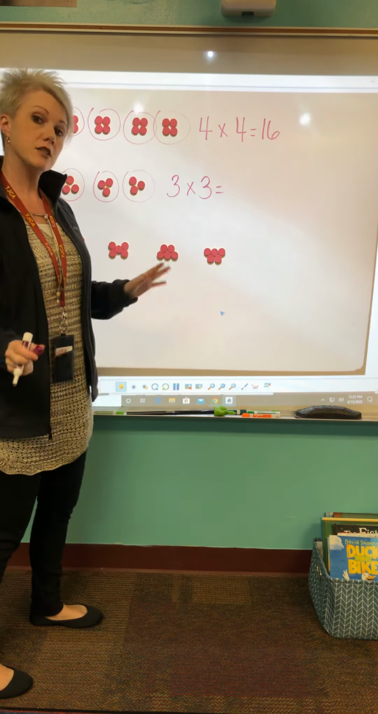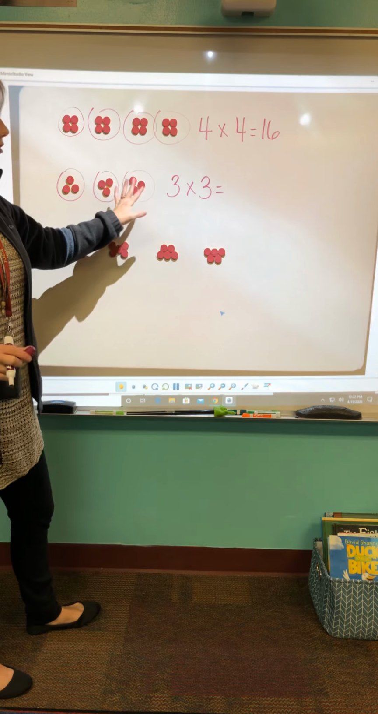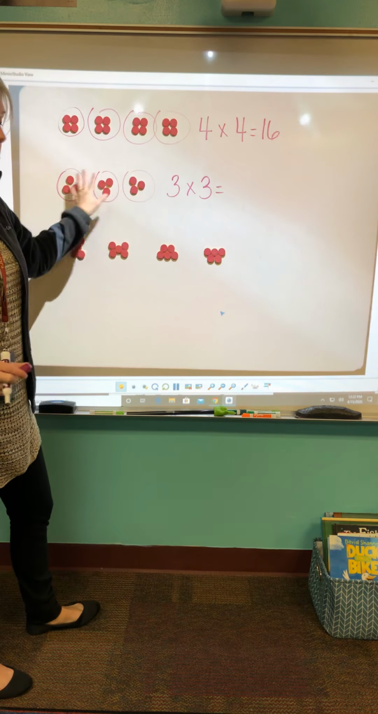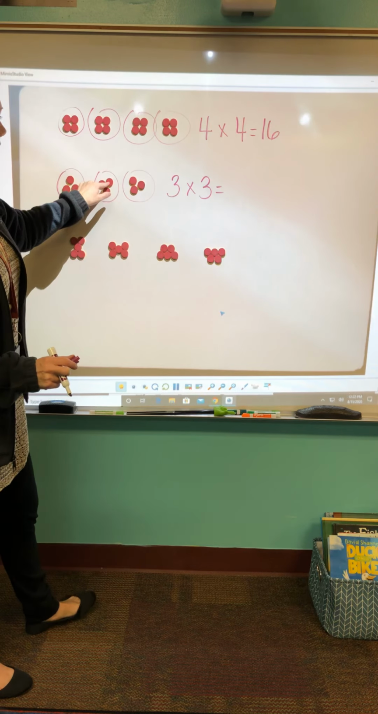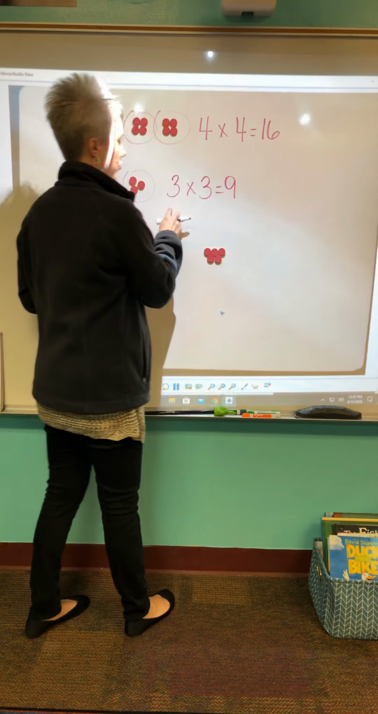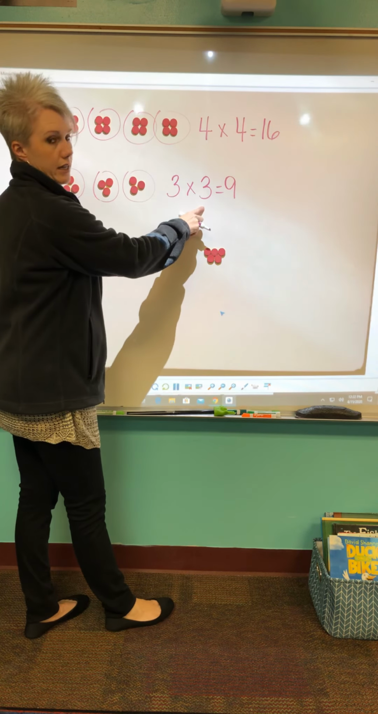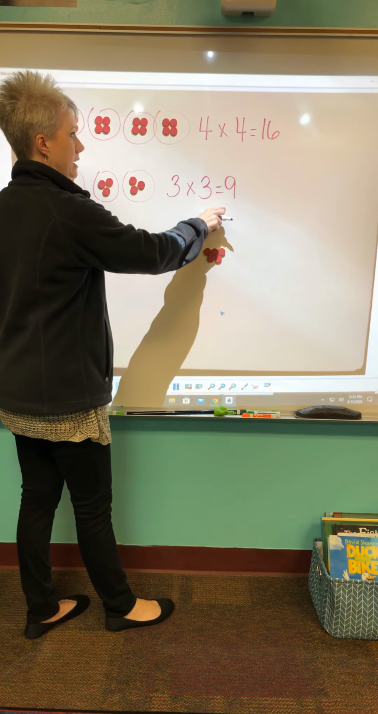Multiplication is repeated addition. So we're just going to add all of these together. For multiplication, you just add them all up out of your groups. 1, 2, 3, 4, 5, 6, 7, 8, 9. 3 groups of 3 equals 9 altogether. 3 times 3 equals 9.